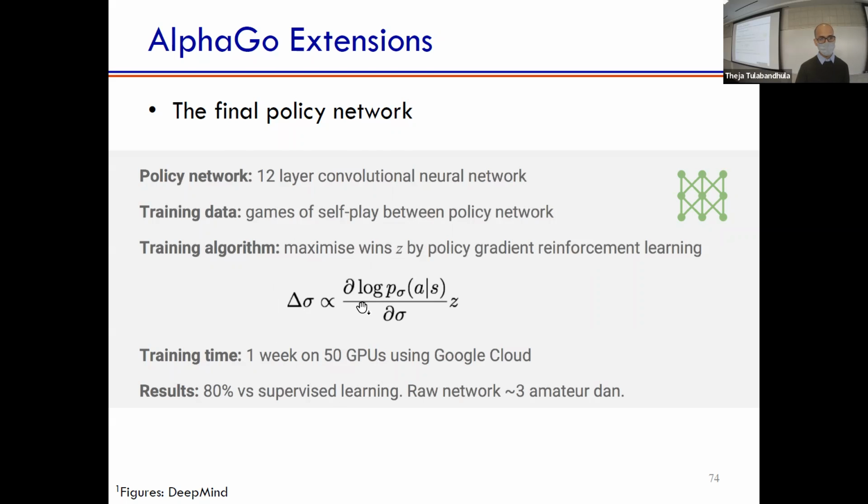So how do you check whether this thing is actually working or not? Whatever the final policy is, if you play that policy against the initial policy network, it actually wins 80% of the time. So it can do well is what they're trying to say.